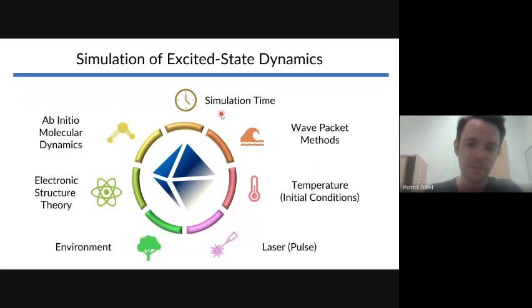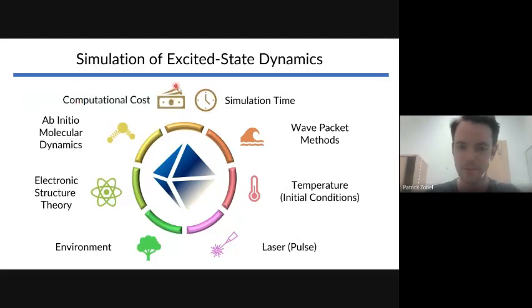And at the end, you have to do a simulation for some time, and this is what determines the cost of the simulation. Like, what can you afford? How many approximations do you have to introduce in your model, and for how long can you simulate the dynamics?